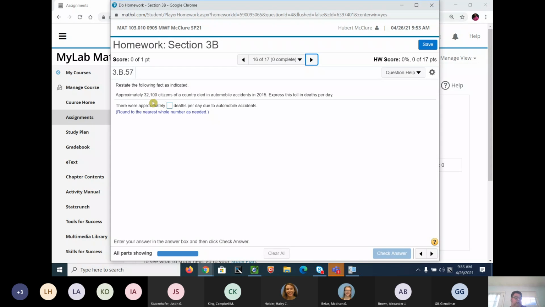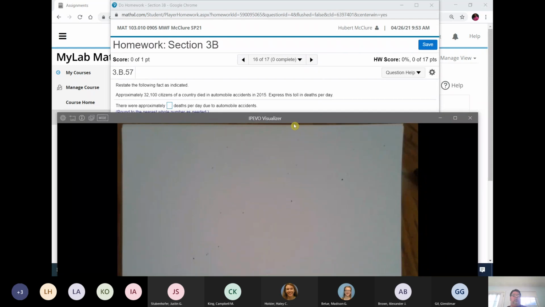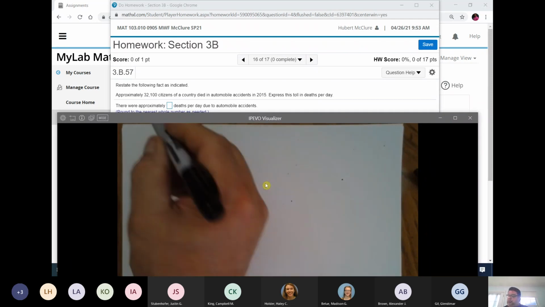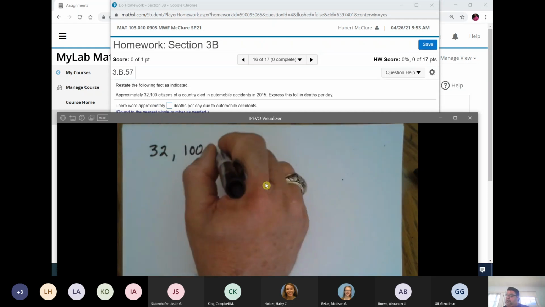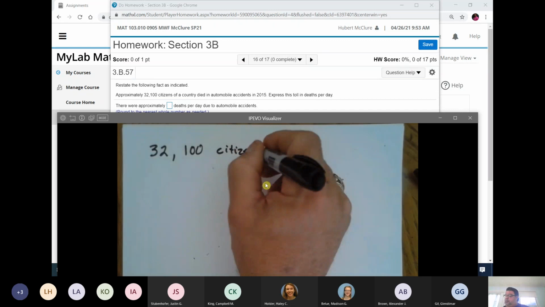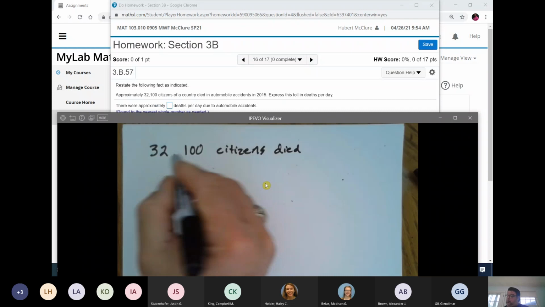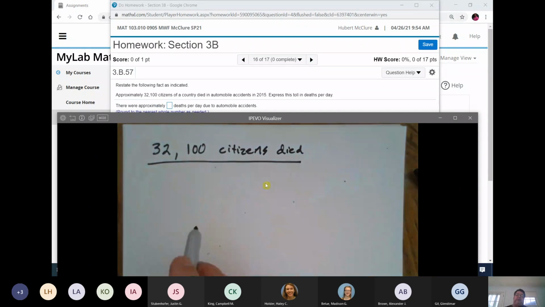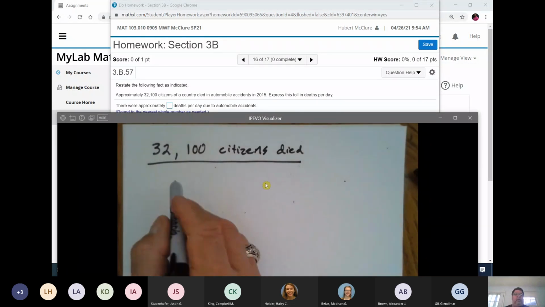Well, you could do that, but I don't know if this is going to be scientific notation, but we can try it. So let's go with $32,100 citizens died by car. I think it's only fair that since they say by guns, it's only fair by car. The car just cranked itself up and ran over somebody.